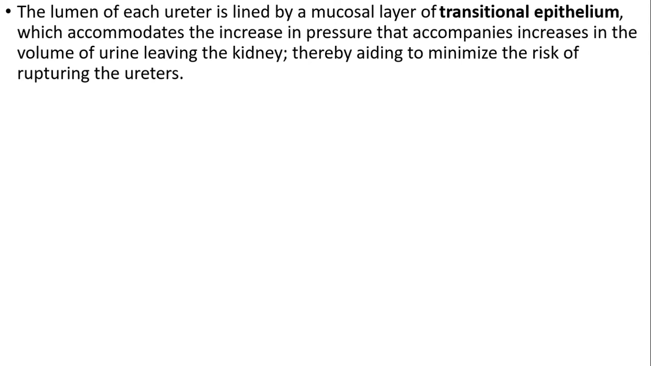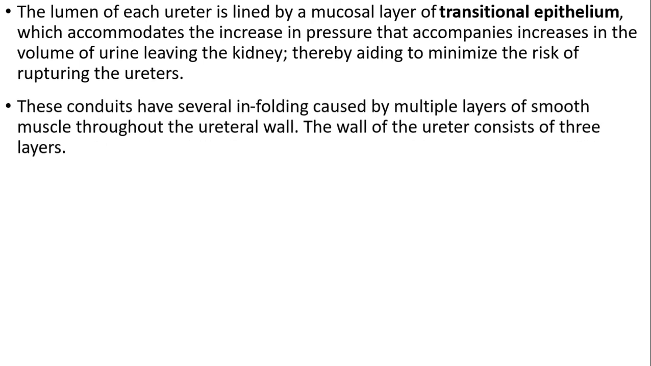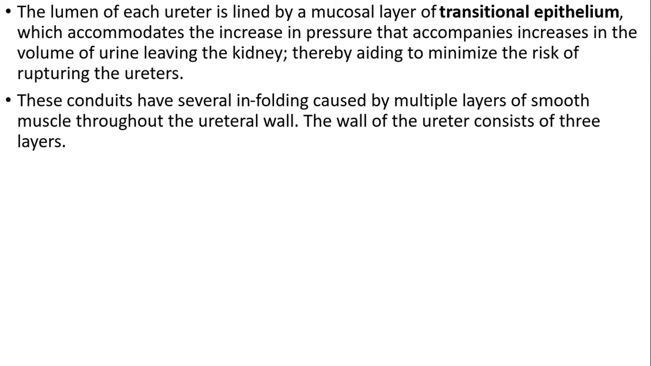The lumen of each ureter is lined by a mucosal layer of transitional epithelium, which accommodates an increase in pressure that accompanies an increase in the volume of urine leaving the kidney, thereby helping to minimize the risk of rupturing the ureters. These conduits have several infoldings caused by the multiple layers of smooth muscle throughout the ureteral wall.